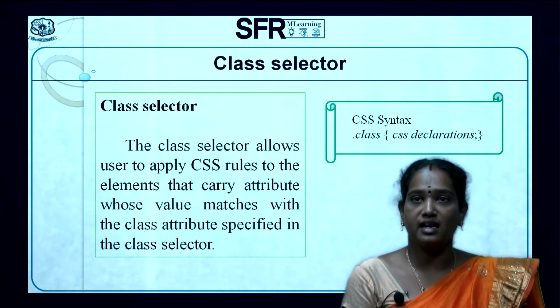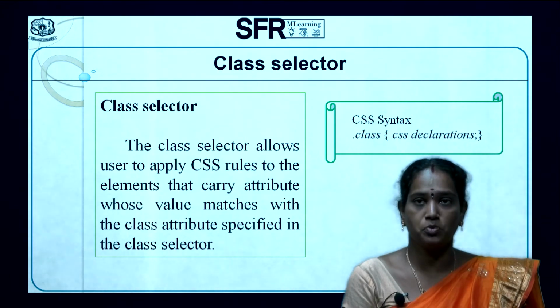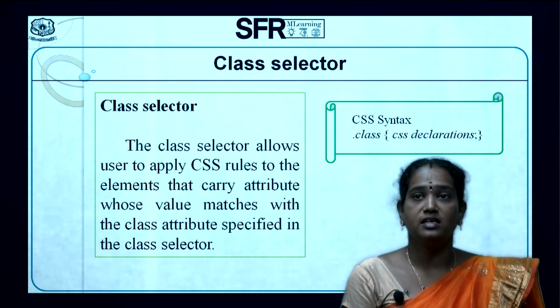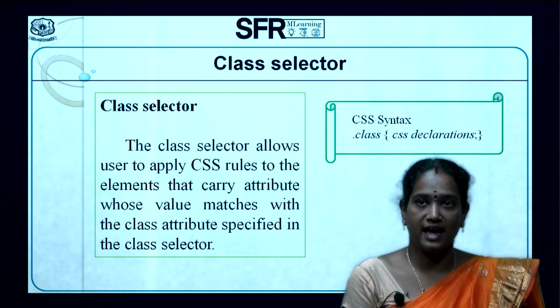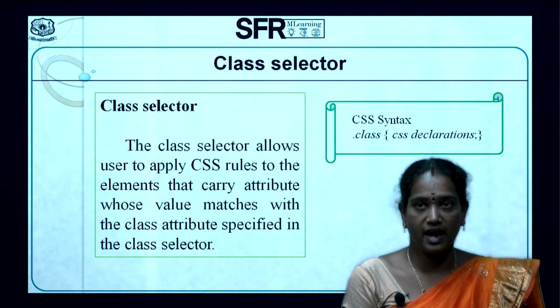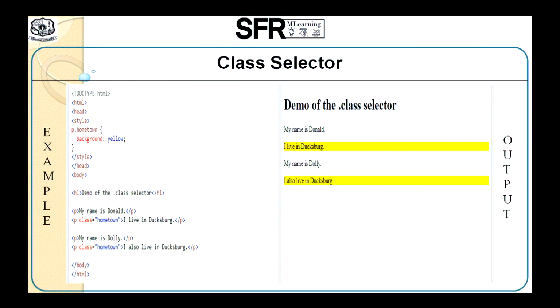The next selector is the class selector. The class selector allows the user to apply CSS rules to the elements that carry attributes whose value matches the class attribute specified in the class selector. The syntax is that we mention the class with a dot before the class name. A CSS declaration should be carried out to apply the class selector. Here is the example and the output for the class selector. Here the style is applied with the class selector using the name of the class.